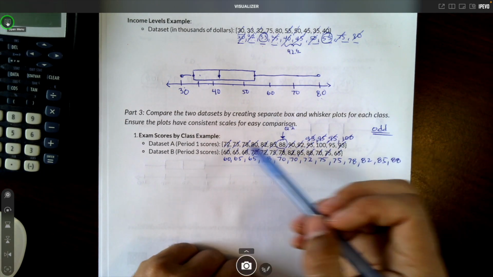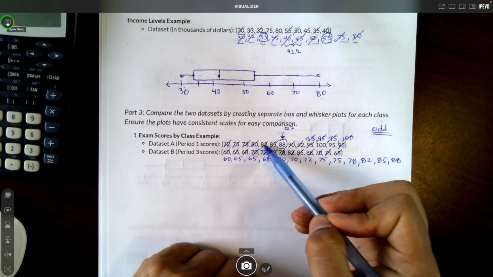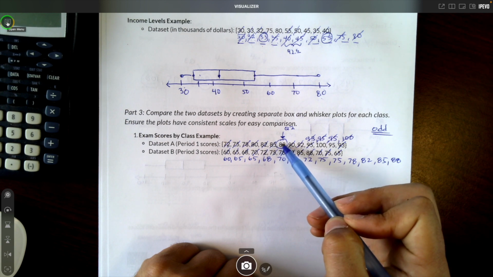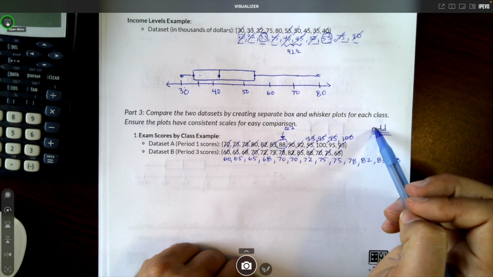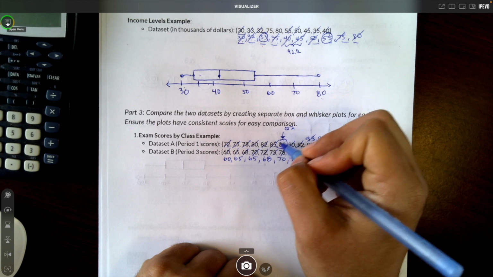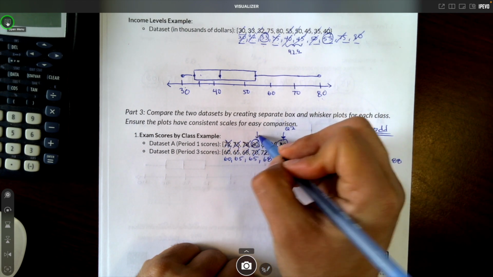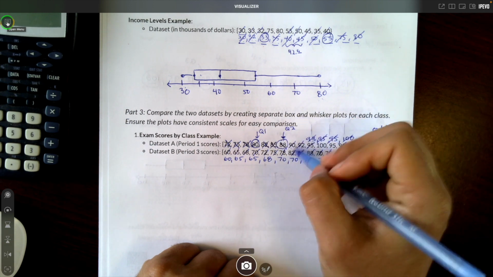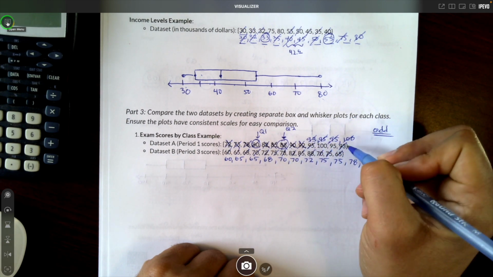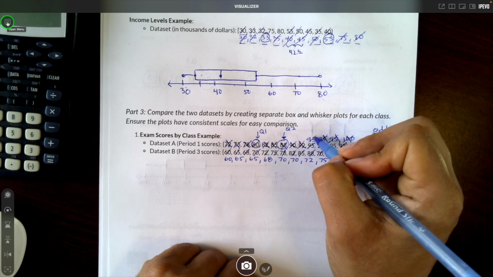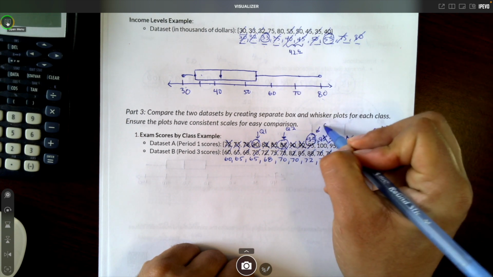And now I want to count how many numbers on the left. 1, 2, 3, 4, 5, 6. And I'm going to include this one, 7, so that way it's odd. And so now I'm going to cross this one out. 1, 2, 3 on each side. And so 80 is my Q1. I'm going to do the same thing over here. 1, 2, 3 on each side. So 93 is my Q3.